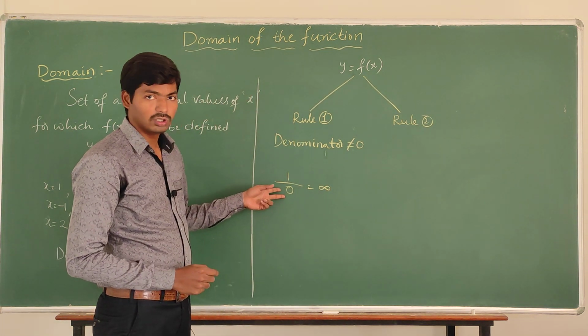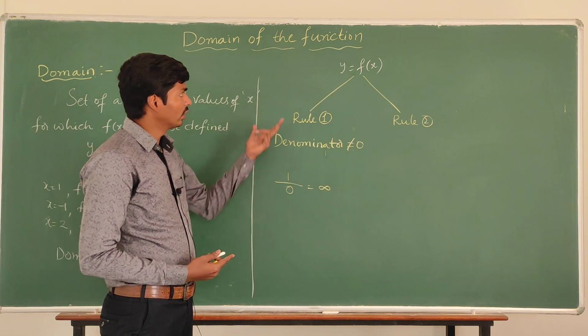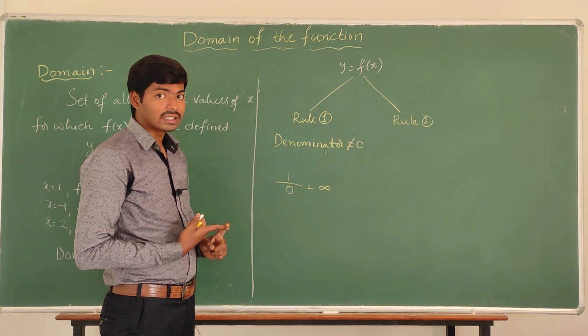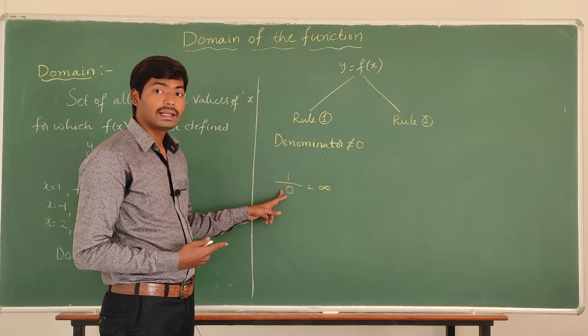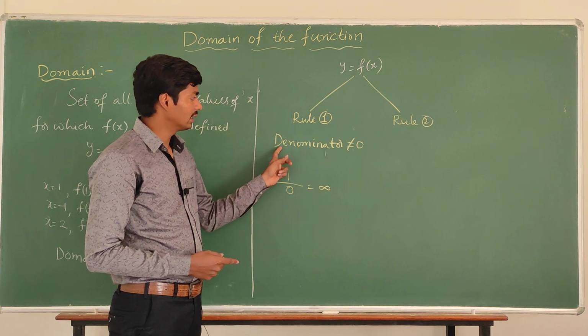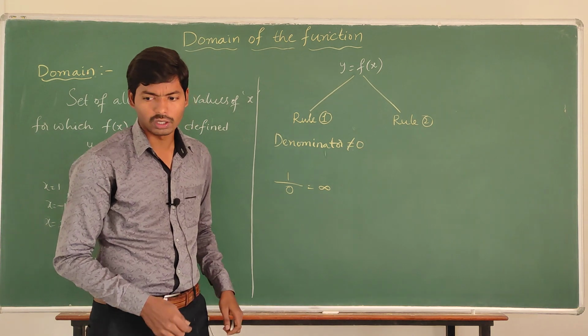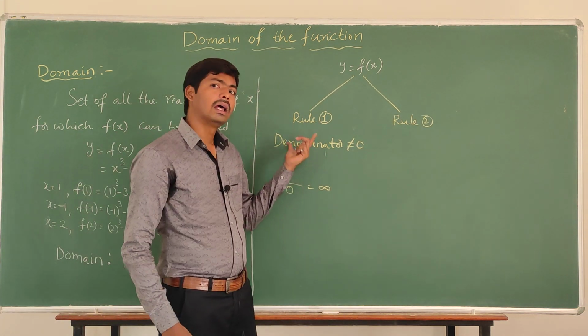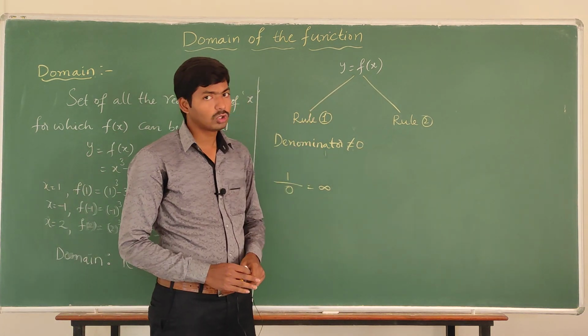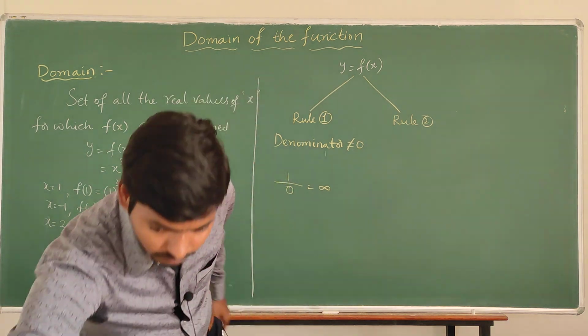Okay, anything by 0 will give undefined. So here in order to define the function, my function denominator should never be 0. That's why denominator is not equal to 0. That is the rule number 1. In order to find the domain, my function denominator should not be 0.